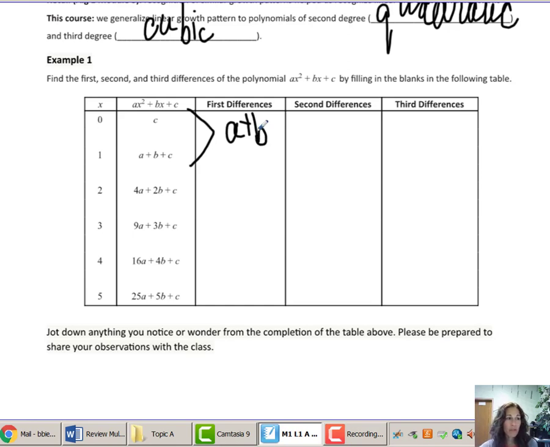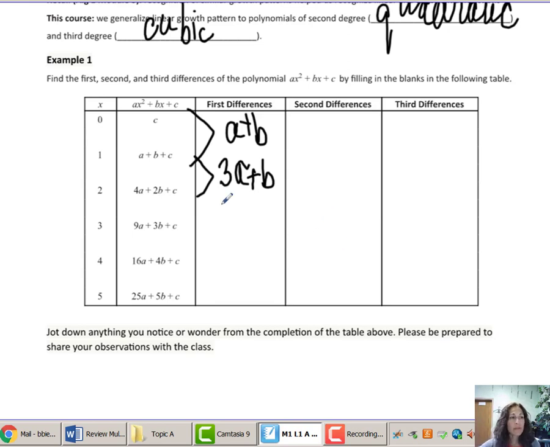And then, of course, if we look at the next two and compare those, so 2 compared to 1, we find the difference between these two to be 4a plus 2b plus c minus a. So essentially you have 4a minus a, which gives us 3a. And then you have your 2b minus b, which gives you plus b. And then you have c minus c, which of course is 0. So we don't need to include that.